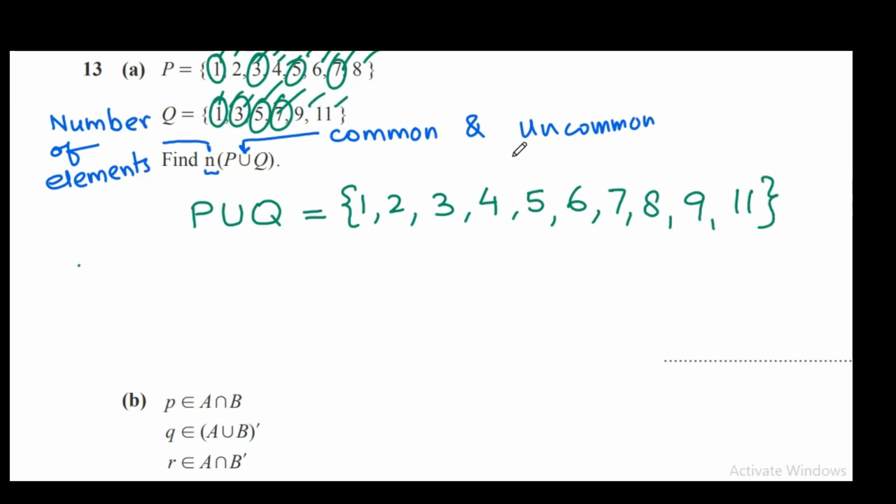So we have 1 till 11. 10 is missing here. There are 10 integers here. So find the number of elements in set P union Q. So count: 1 to 5, 9, and there are 10 elements. The number of elements of P union Q will be 10. This is a 1 mark question.